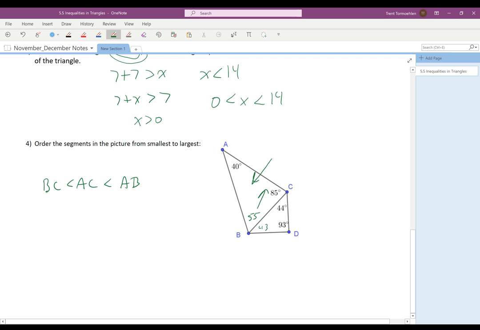And then we also know that in this triangle, BC is the greatest. The next greatest is opposite the 44, which would be BD. And then the smallest is CD. And so because BC is the smallest in the first triangle, but the largest in this one, the ordering would be CD, BD, BC, and then AC is bigger than BC, and AB is bigger than AC. And so that's your answer.